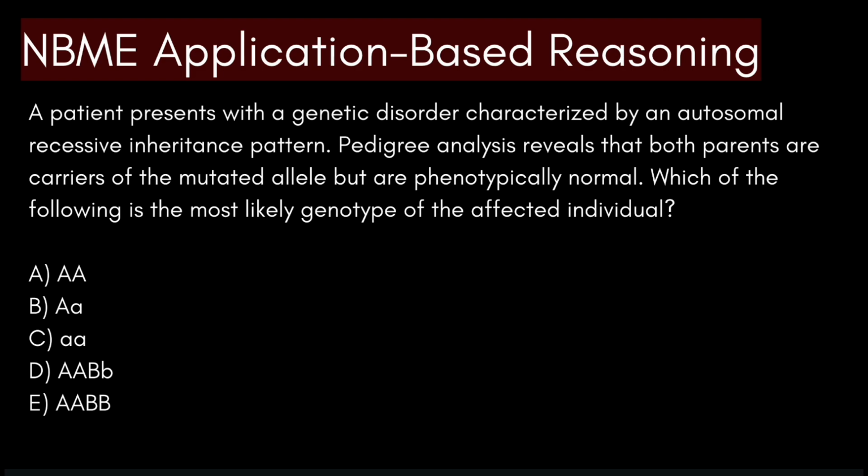So we have a patient that presents with a genetic disorder characterized by an autosomal recessive inheritance pattern. Pedigree analysis reveals that both parents are carriers of the mutated allele but are phenotypically normal. Which of the following is the most likely genotype of the affected individual?